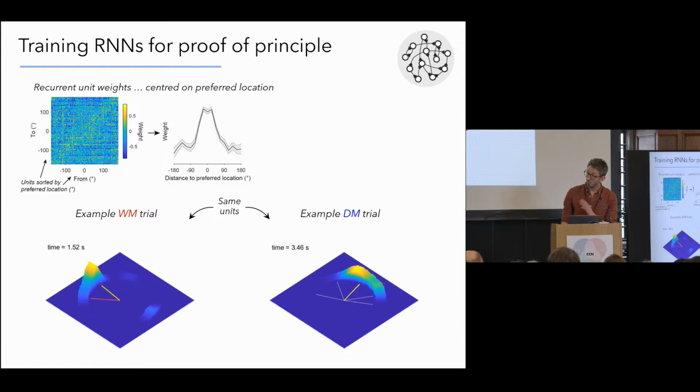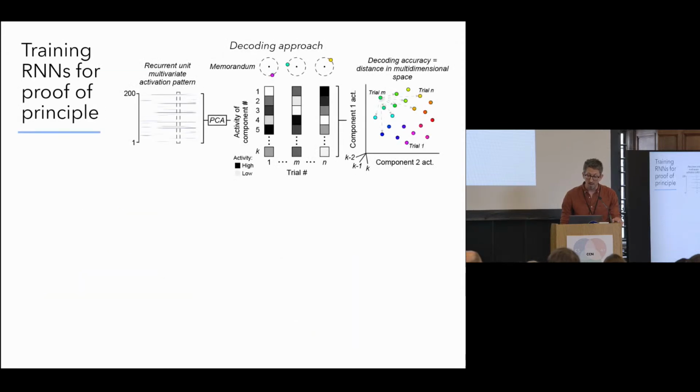So what I'm showing here is a kind of qualitative illustration that the trained networks appeared to be doing what the shared circuit model predicts. That is, the same population of units is representing both the remembered location during the working memory task and also the decision variable, so this evolving estimate of the average location during the integration task.